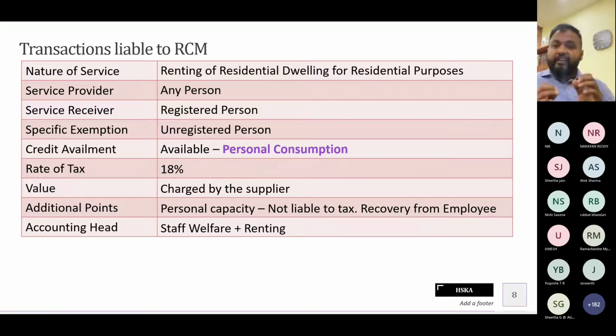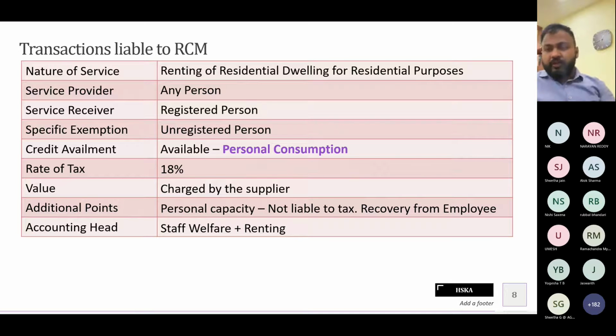Again, next point, can I claim input tax credit? I believe that credit will be available, but GST authorities are denying the credit on the ground that the house which has been taken by the company is being used for personal consumption of the director and hence the credit should not be available.